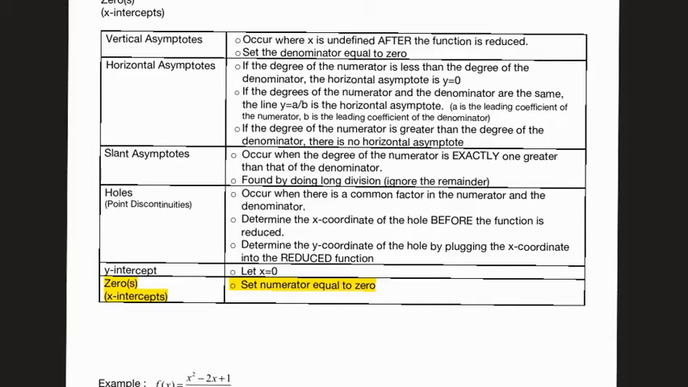Okay, so this lesson is for week 2, lesson 6. This will be the last bit about graphing rational functions. Here's, again, handy dandy chart. We'll be covering zeros today, also known as x-intercepts. And these are, again, pretty easy to find.